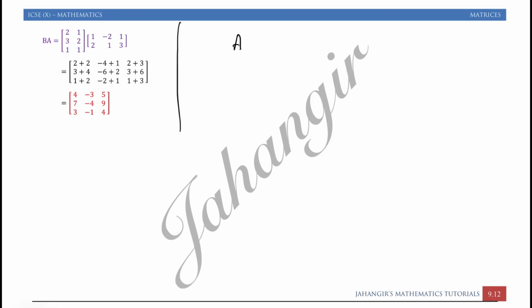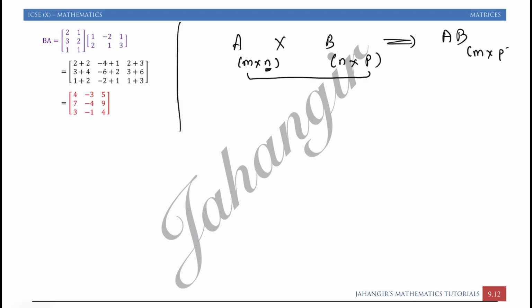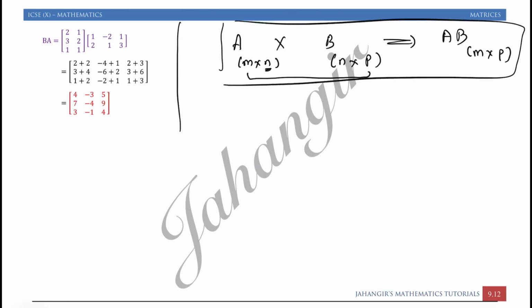So again I will tell you that for a multiplication to exist, the number of columns of the first matrix should be equal to the number of rows of the second matrix, and the order of product AB is the number of rows of the first matrix into the number of columns of the second matrix. This process you should learn by heart. If you know this, then it's very easy to understand matrix multiplication.